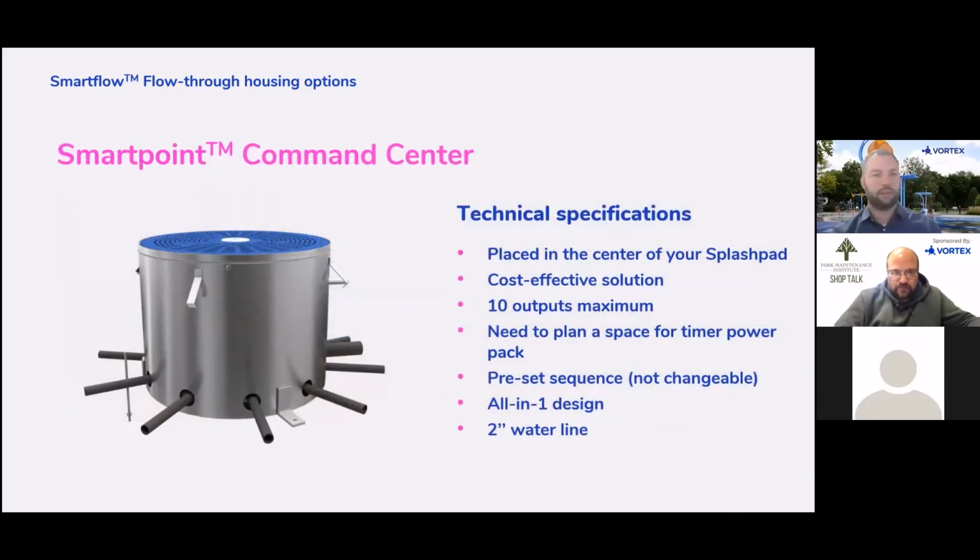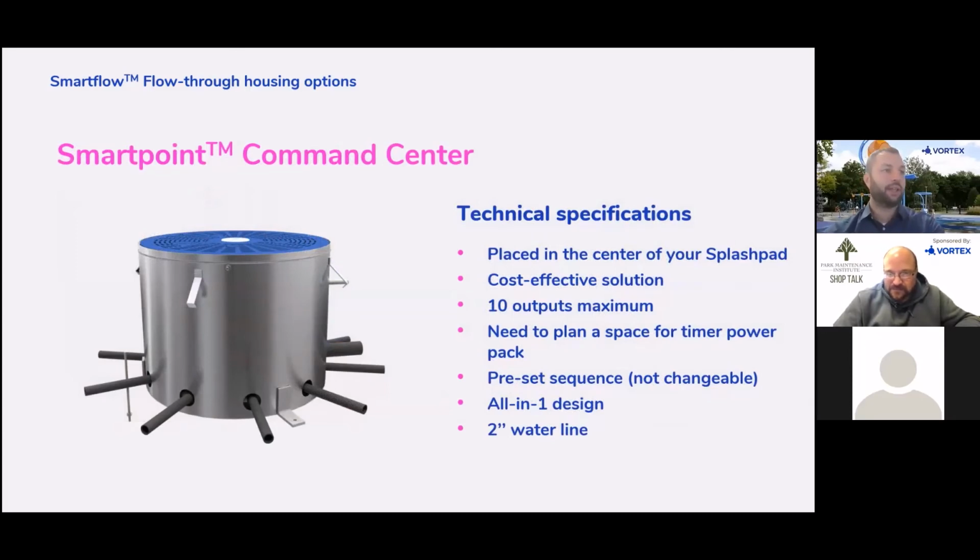Smartpoint is my favorite. I know probably most people don't have favorite water management solutions, but I do. Just because I've used it the most, and it's super effective. It's super cost effective, and I just think it's really cool. The innovation behind it is outstanding.